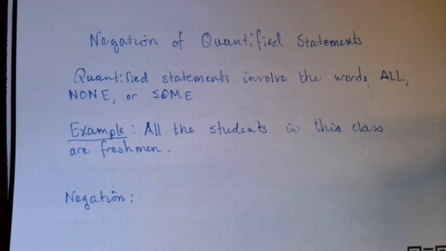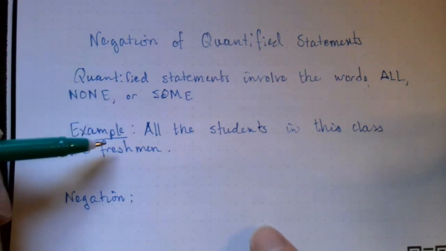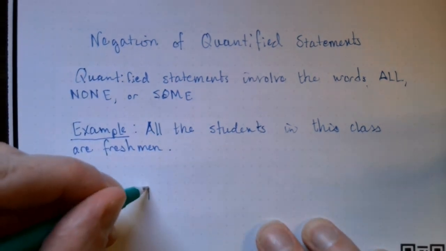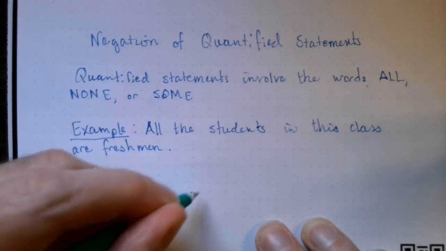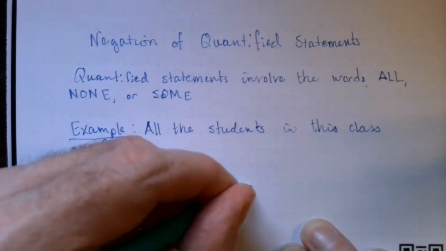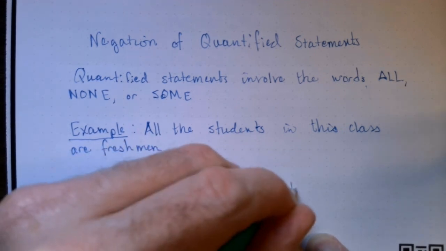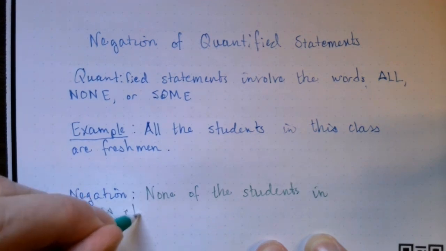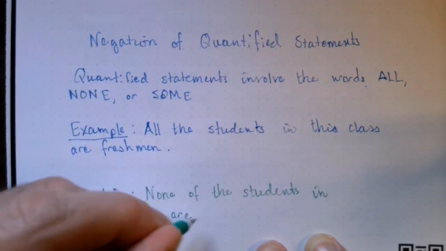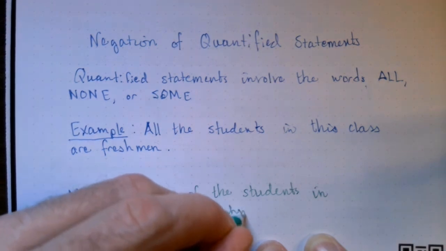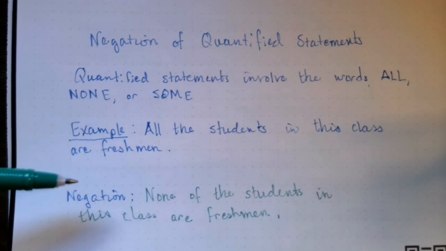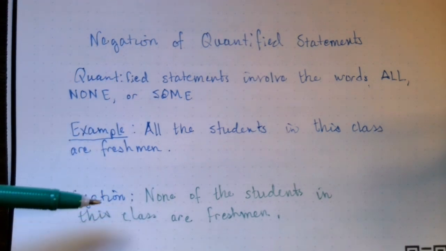Okay, so you might be tempted to say, okay, well, the statement says all students in the class are freshmen, so maybe this is the negation. Maybe the negation is none of the students in this class are freshmen. Okay, now I understand why people might think that's the negation, but it actually can't be true.